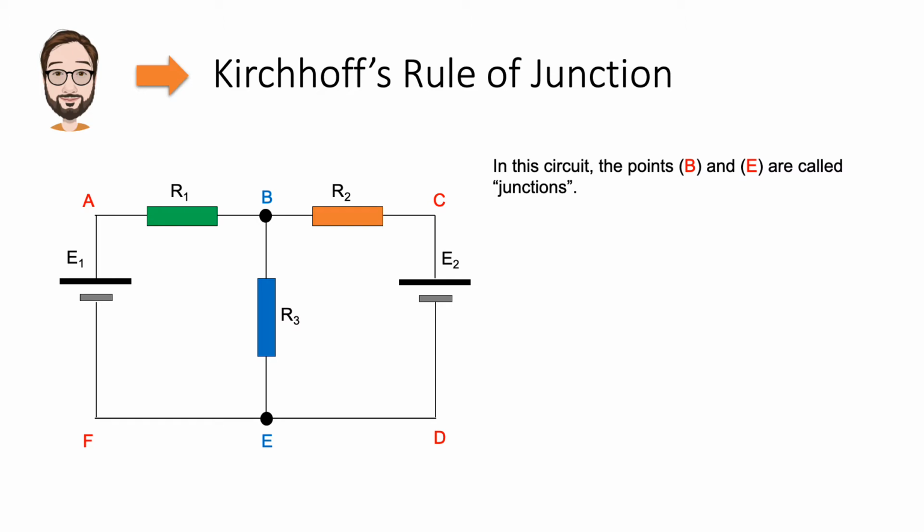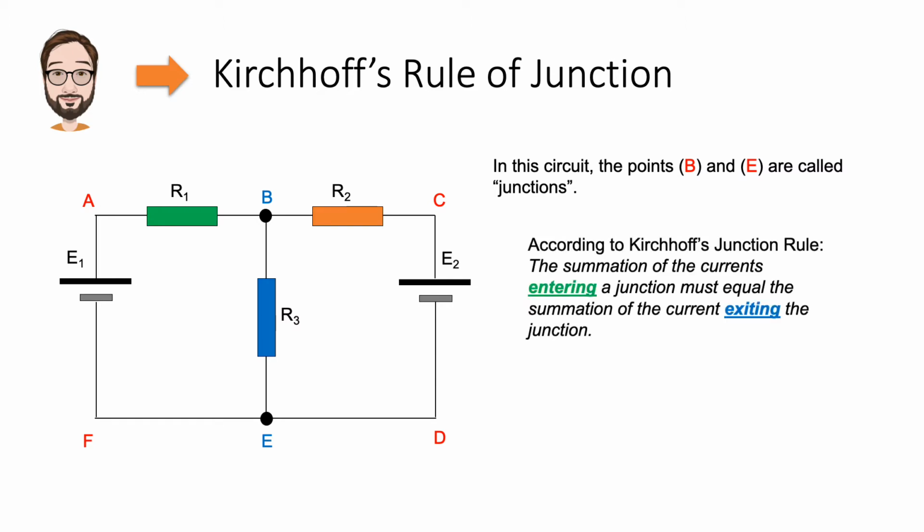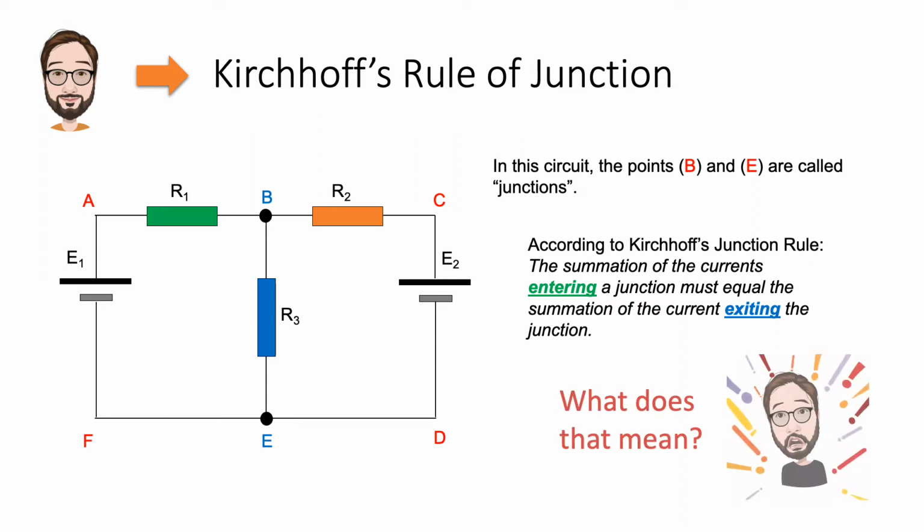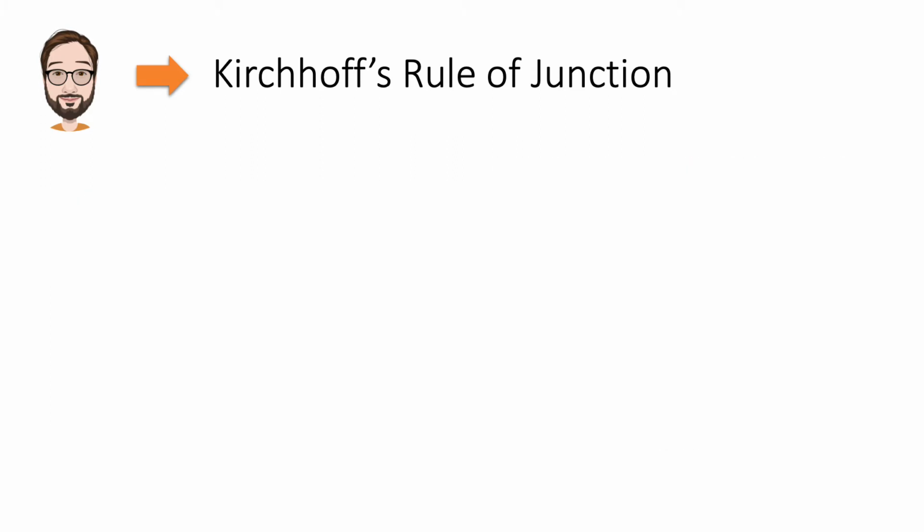So what is the rule of junction? According to Kirchhoff's junction rule, the summation of the current entering a junction must equal the summation of the current exiting a junction. What is that? Let me explain it to you in a simple way. Imagine that the current is like a flow of water.